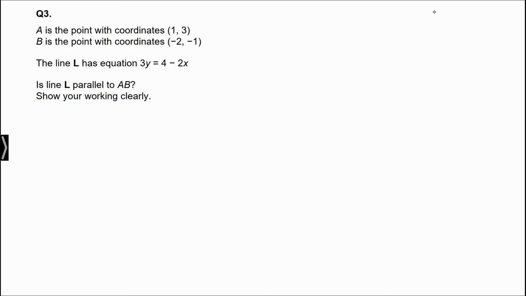In this question, we have a line that's passing through points A and B, and we also have a line L with the equation given by 3y equals 4 minus 2x. What you're required to do here is to check whether line L is parallel to the line that passes through AB. Now, the first step that you have to remember is that parallel lines have the same gradient.